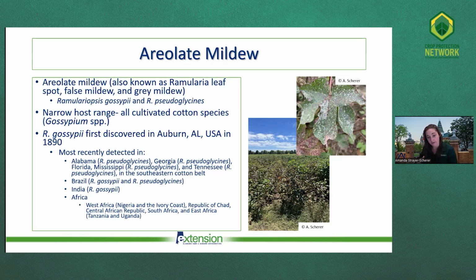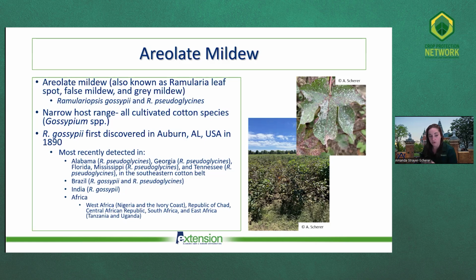In terms of a bit of history, it's kind of fun to say as a plant pathologist that Ramulariopsis gossypii was actually first discovered here in Auburn in 1890. But it's been more recently detected in other parts of the southeastern cotton belt. We've also found recently pseudoglycines in Alabama, Georgia, Florida, Mississippi, and Tennessee as well.